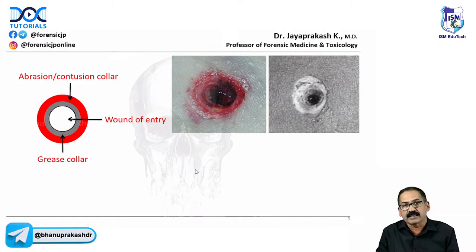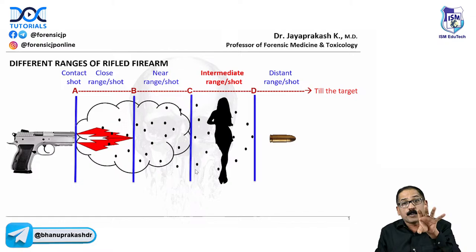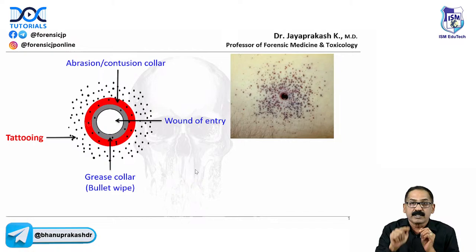Now, coming to the intermediate range. You have already become experts in that. Intermediate range means between C and D. That means within the reach of the powder particles, but beyond the reach of the soot and smoke. So here, the appearance is similar to distant range, but in addition to that, there will be peppering or tattooing. Now, look at the picture. You can see the wound of entry with the abrasion collar with peppering.